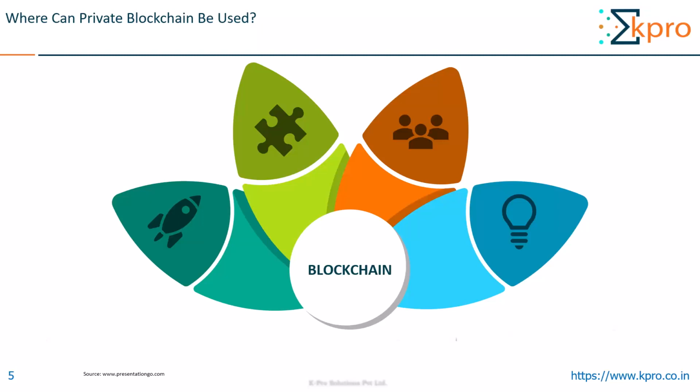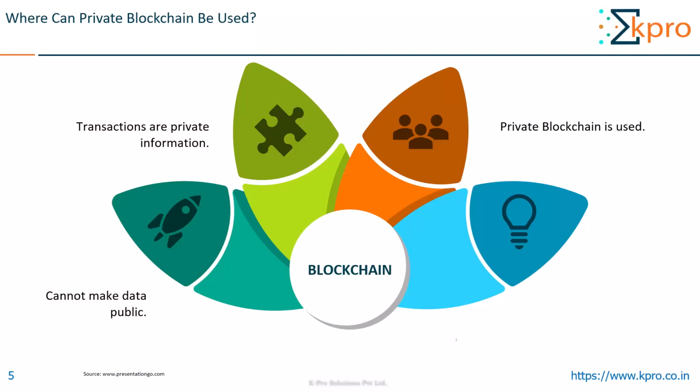Next, let us see where we can use this private blockchain. In the case of most companies, the transactions they perform are private information. So there is simply no way they can make the data public. In this case, this private blockchain can be used. Here, when business partners or related entities transact among themselves, they do not have to maintain a separate ledger, as every transaction will be recorded instantaneously like any other blockchain. So this is where we can use the private blockchain.